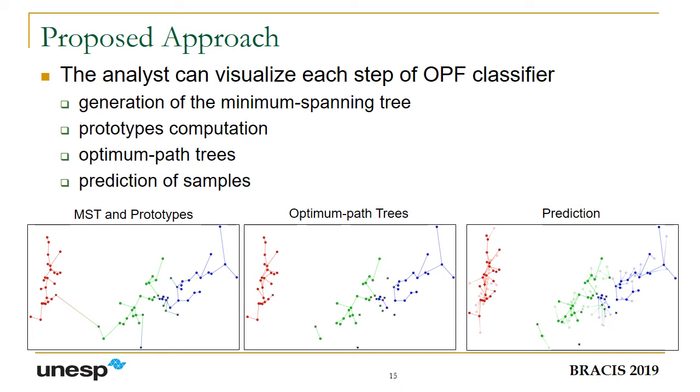We can note that in the red group, all instances were predicted as red class. It's right. We can note here some misclassification in the blue group, and we are going to show in details in the next.